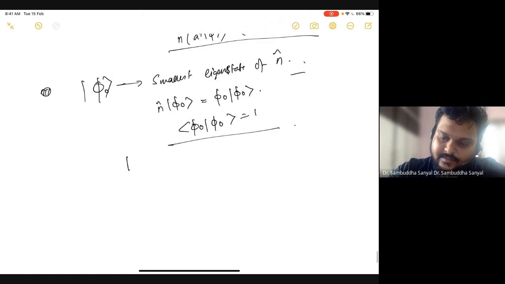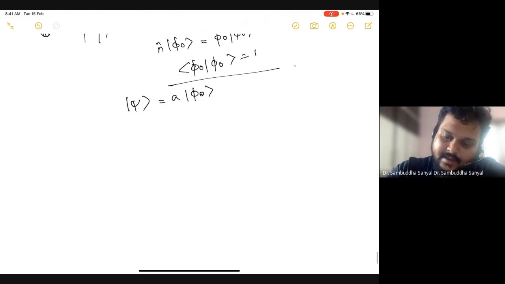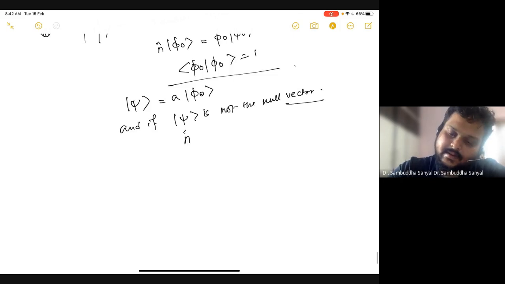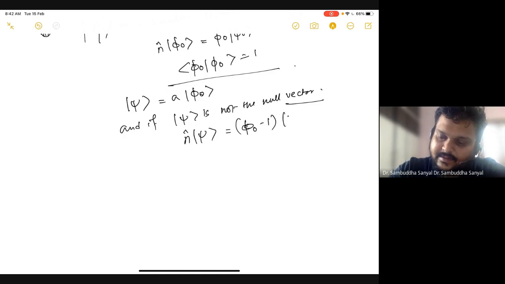And so if psi is a phi naught, and if psi is not the null vector, then n psi must satisfy phi naught minus 1 psi. Okay. So that means phi naught minus 1 has to be an eigenvalue.